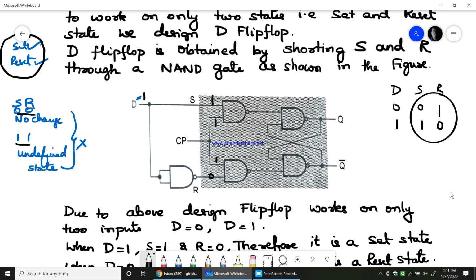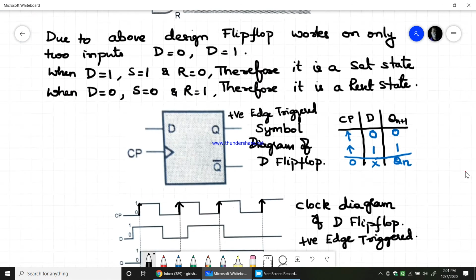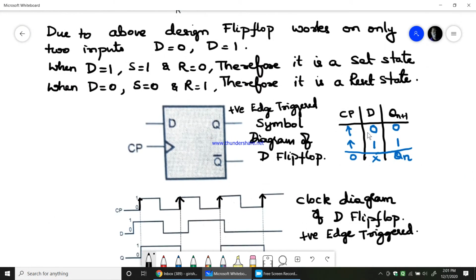If you write, this would be the D flip-flop. When D is 0, output is 0. This is reset. When D is 1, output is 1. This is the set state. Okay, so that is how the D flip-flop works, and the D flip-flop has been designed to avoid the 0, 0 and 1, 1 conditions that we get in the SR flip-flop.